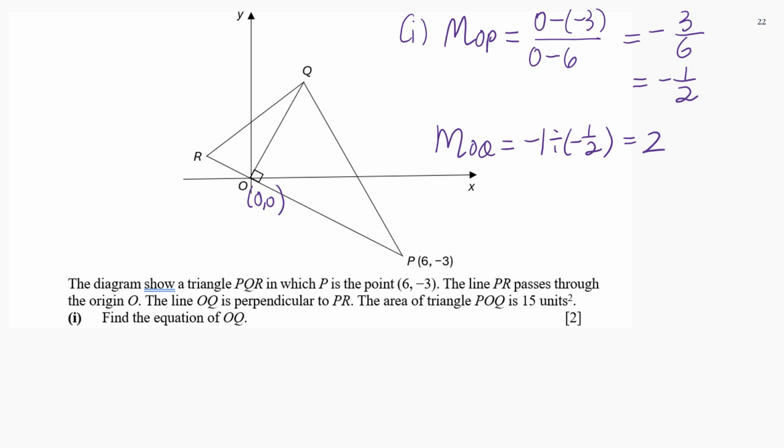And if you look at the diagram, the line OQ actually passes through the origin. So it means that the y-intercept is 0. So therefore, the equation of OQ will just be y equals 2x plus 0. That gives you y equals 2x.